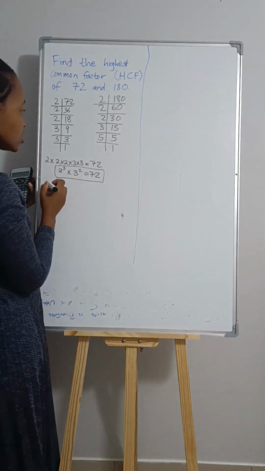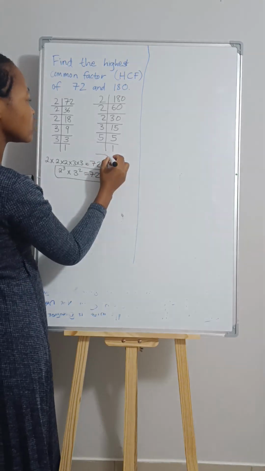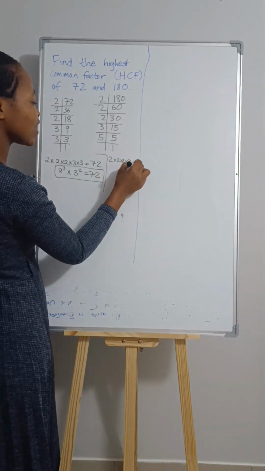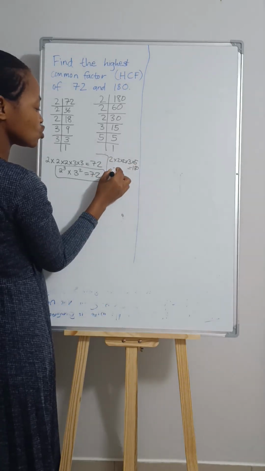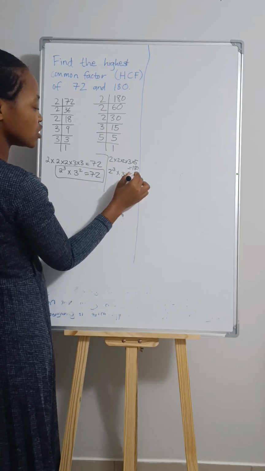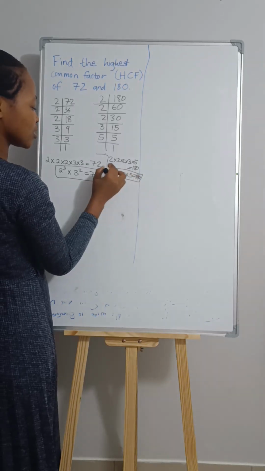So for 180, we have 2 times 2 times 3 times 3 times 5, giving us 180. When you simplify it, it's 2 squared times 3 squared times 5, giving us 180, right? So this is what we're gonna work with, okay?